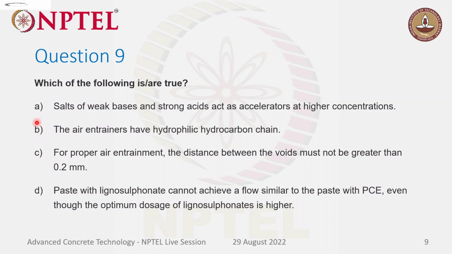Coming to option B, here option B is the only false one. All other statements are true. Salts of weak base and strong acids, the main example being calcium chloride or calcium nitrate, are an example of an accelerator at higher concentration. And coming to option B, the air entrainer chain is a hydrophobic chain with a polar group only at the end. So obviously, an air entrainer is not a hydrophilic hydrocarbon chain, so that is a false statement. The rest of the things are clear for you, I guess. So now let's move to the next question.